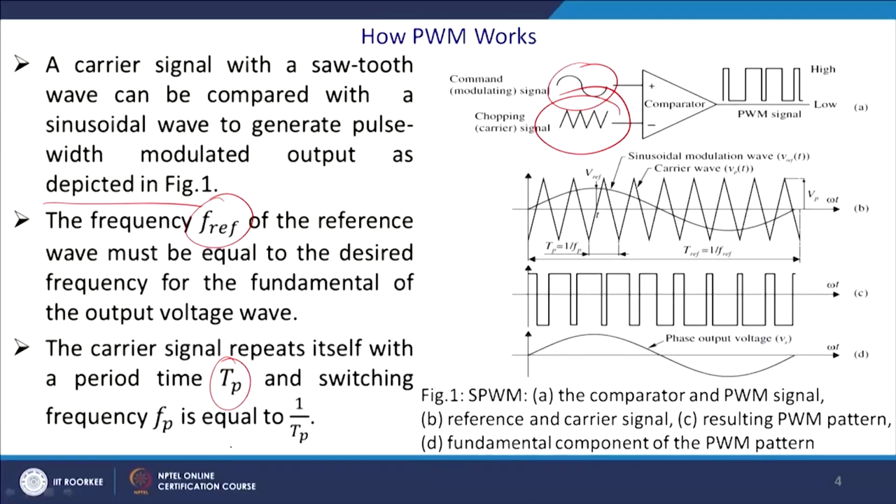The carrier signal repeats itself with a period Tp and the switching frequency Fp equal to 1 by Tp. So, you can have this as a reference and you are comparing with a simple comparator in an open loop, thus you are generating, and ultimately the inverter essentially amplifies these voltages to plus VDC and minus VDC, and when you filter it out, then you get this kind of sinusoidal waveform.